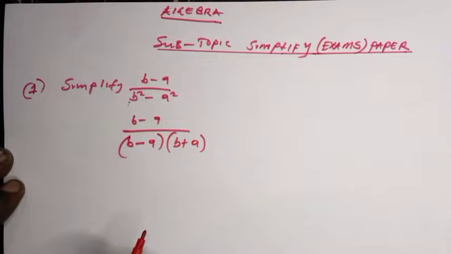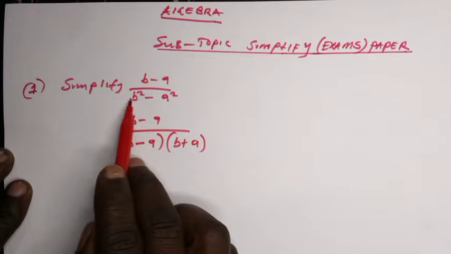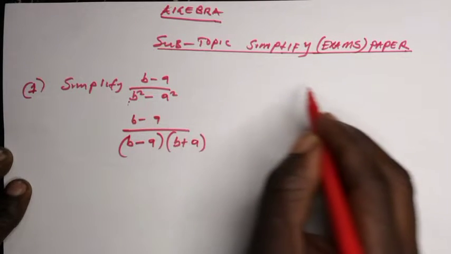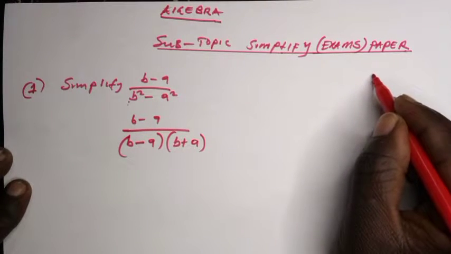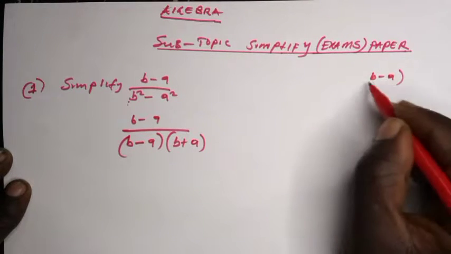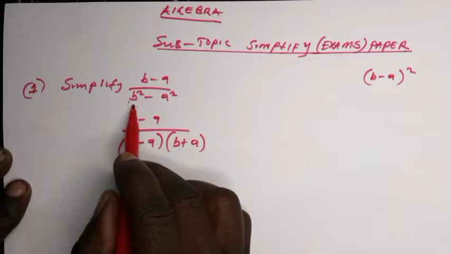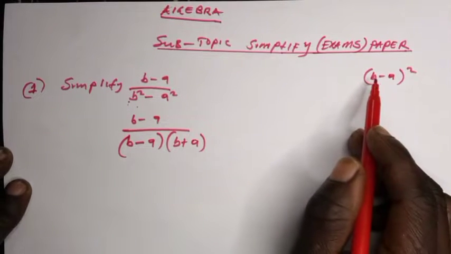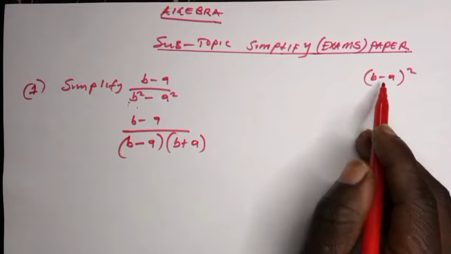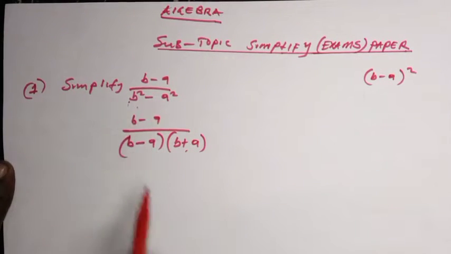One thing you should consider when expanding: this expression is different from the expression when you're given b minus a in the bracket squared. These two expressions are different, because this one involves the same sign in the brackets, while this one has different signs in the brackets.